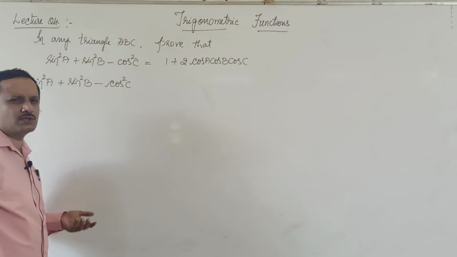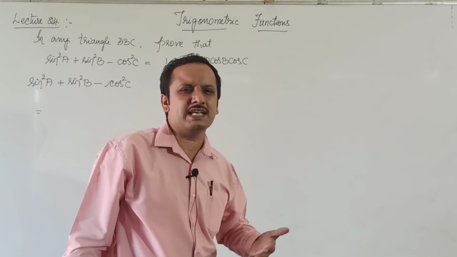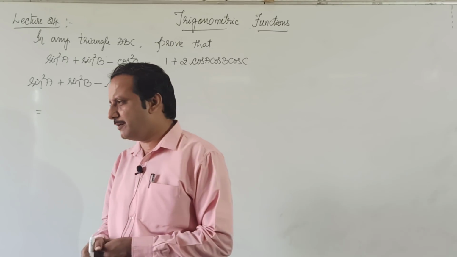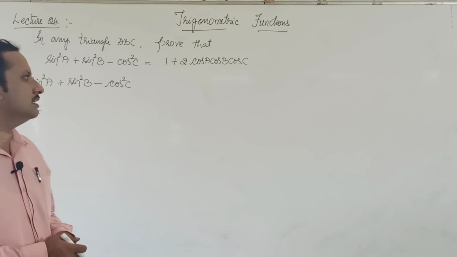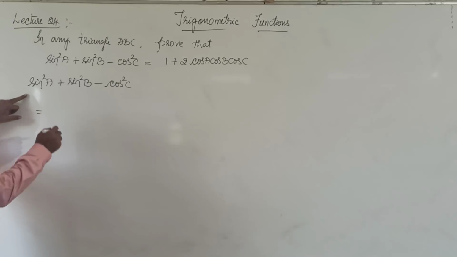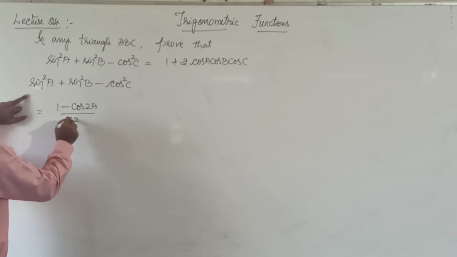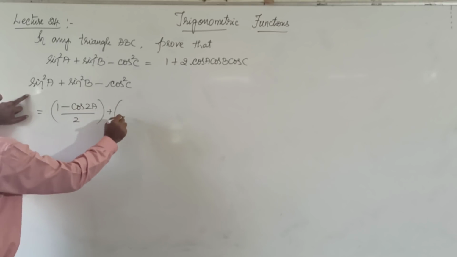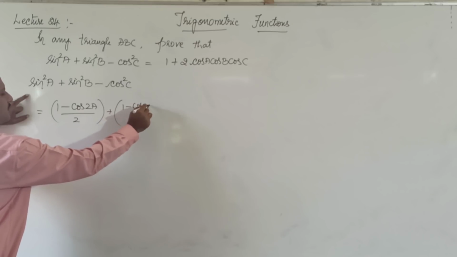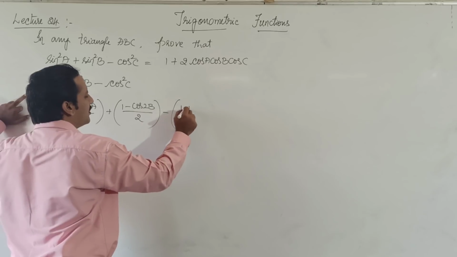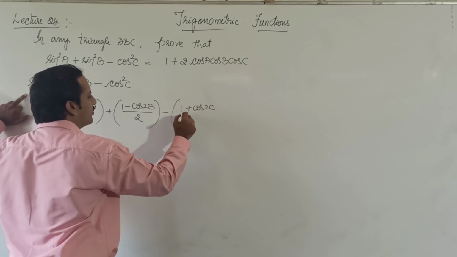I don't have any formula for sin square A plus sin square B. What I have is sin C plus sin D or cos C plus cos D, etc. Those formulas we have. So what I do is I will write sin square A as 1 minus cos 2A by 2, and sin square B can be written as 1 minus cos 2B by 2, and cos square C is 1 plus cos 2C by 2.